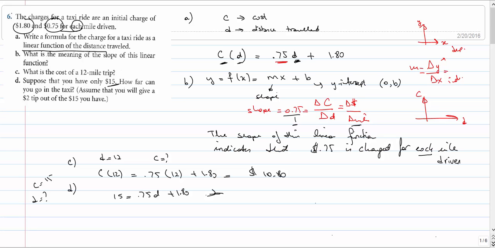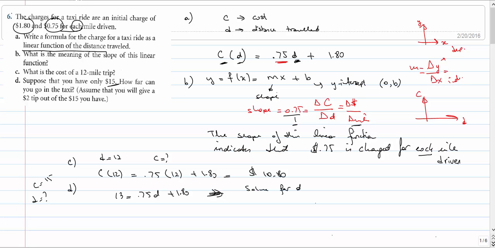Oh, okay. Hold on. I didn't read the whole problem. How far can you go in the taxi? Assume that you will give a $2 tip out of the $15 you have. All right, then my cost is 13 plus the $2 tip, then it will cost me $15. Now I'm going to solve the equation for D.